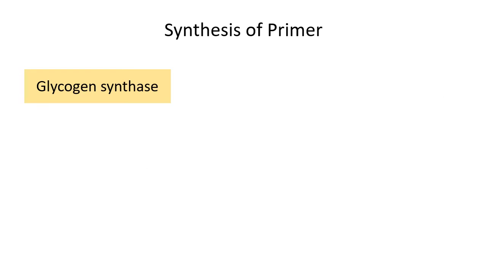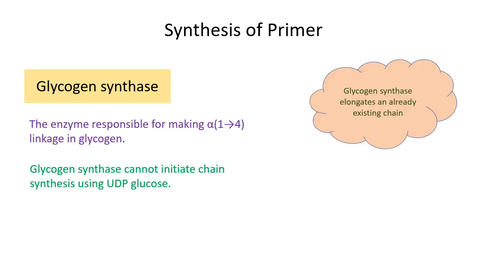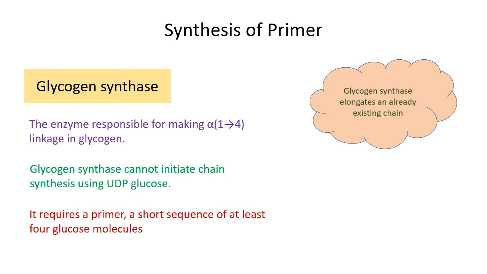But glycogen synthase, the enzyme responsible for making alpha-1,4 linkage between glucose molecules in the glycogen chain, cannot start from scratch. This enzyme cannot initiate a chain using UDP-glucose. Rather, it requires a short sequence of at least 4 glucose molecules attached together. This short sequence is known as a glycogen primer.